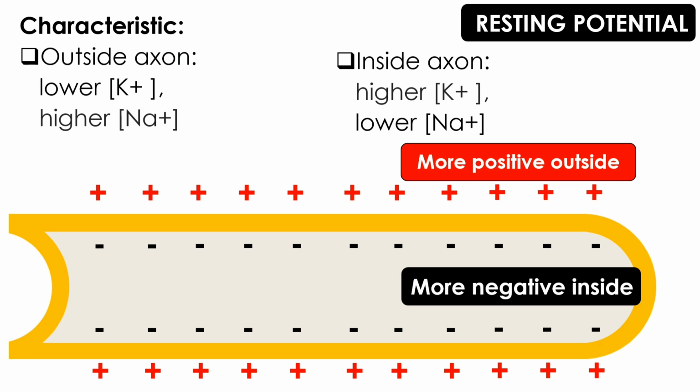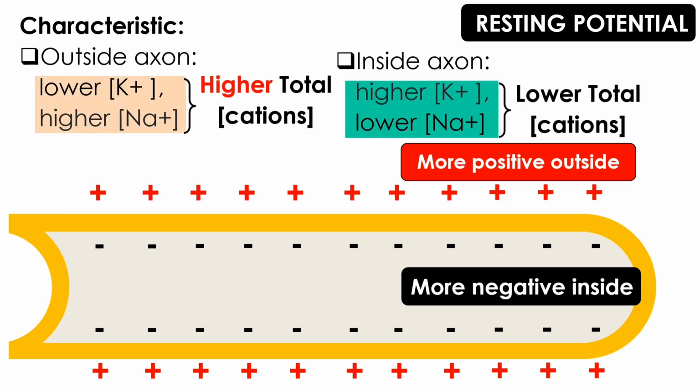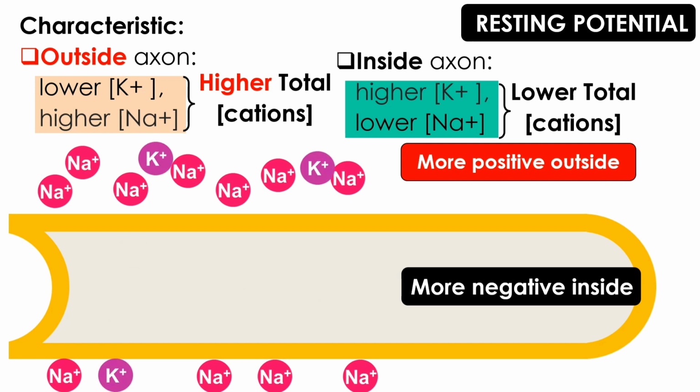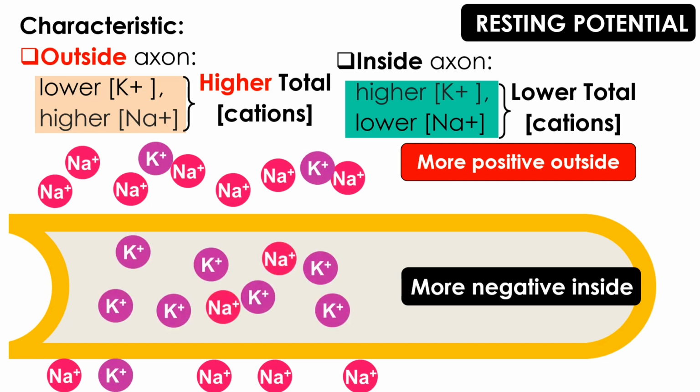If we total up all the positive charges from the potassium and sodium ions and compare between the outside and the inside of the axon, the outside of the axon will have higher concentration of positively charged ions compared to the inside of the axon. This is why at resting potential, the outside of the axon is more positive while the inside of the axon is less positive or more negative.